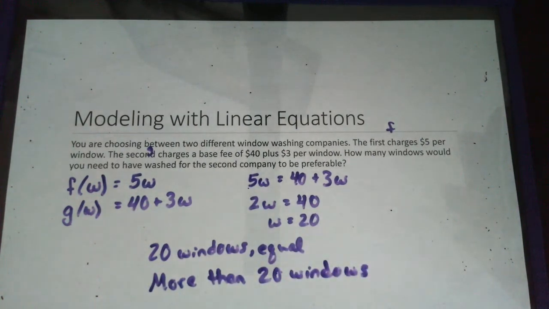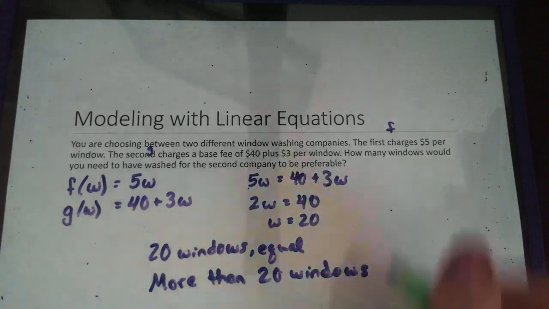If you have them wash more than 20 windows, it will be cheaper for you to use the second company than it would be to use the first. Anything less than 20 windows, it's cheaper to use the first company. If you get exactly 20 windows washed, it doesn't matter either way. We are getting the same cost out of it. And what's kind of interesting is I stopped after finding just W. In the past, when we were working on a question like this, I found the quote-unquote y value as well. But I don't really need to here because I was just looking for the number of windows.